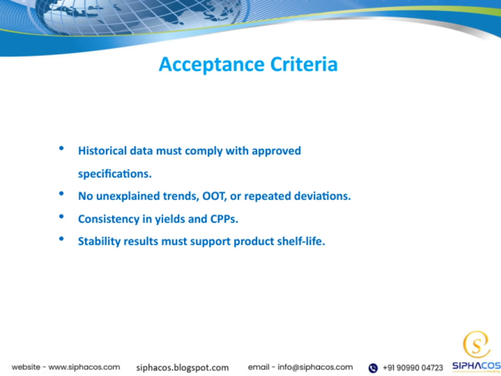Furthermore, the stability results we gather must support the product's shelf life. That means the product should maintain its quality, potency, and safety throughout its intended shelf life without unexpected changes. And of course, all these points tie back to our acceptance criteria. Meeting these criteria ensures that the process and product are consistently meeting quality standards, which is fundamental to our overall quality assurance and regulatory compliance.